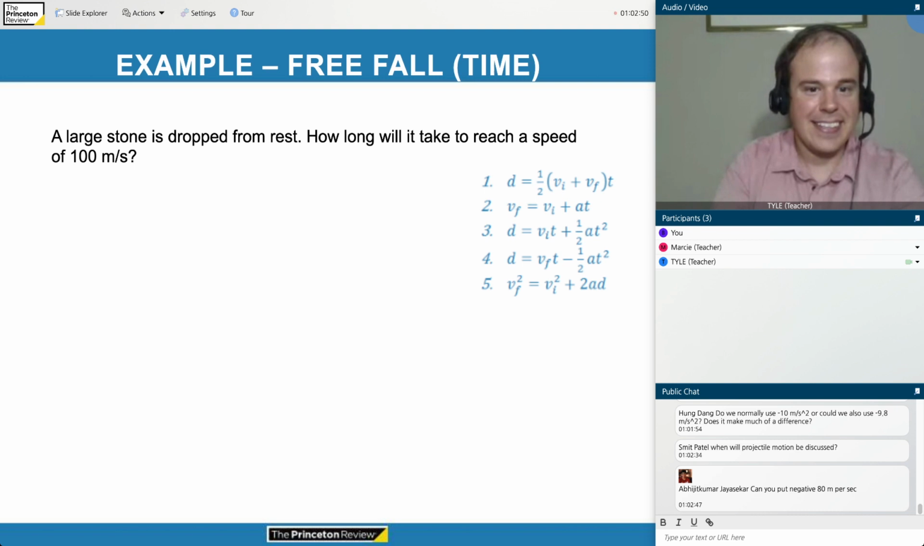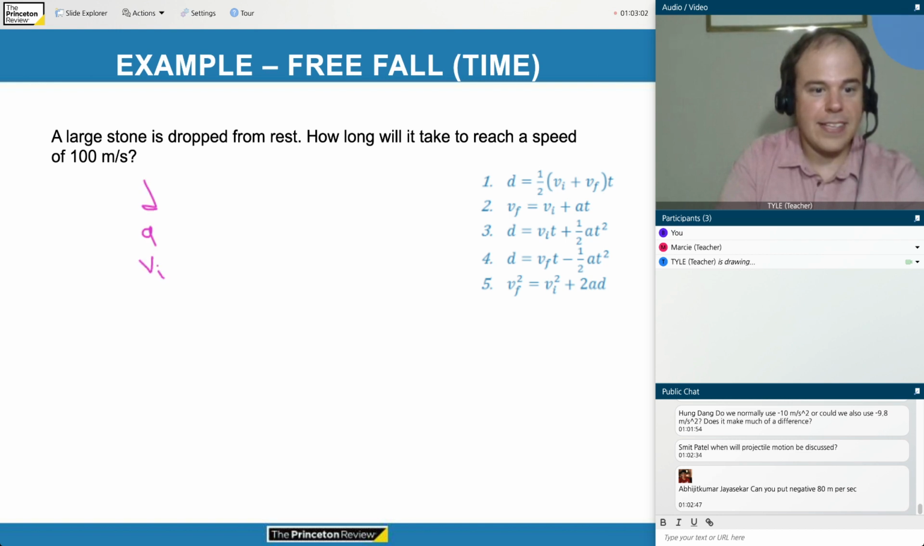So how long will it take to reach a speed of 100 meters per second? All right. So distance, acceleration, initial and final velocity, and time. Okay. Distance appears to be missing.